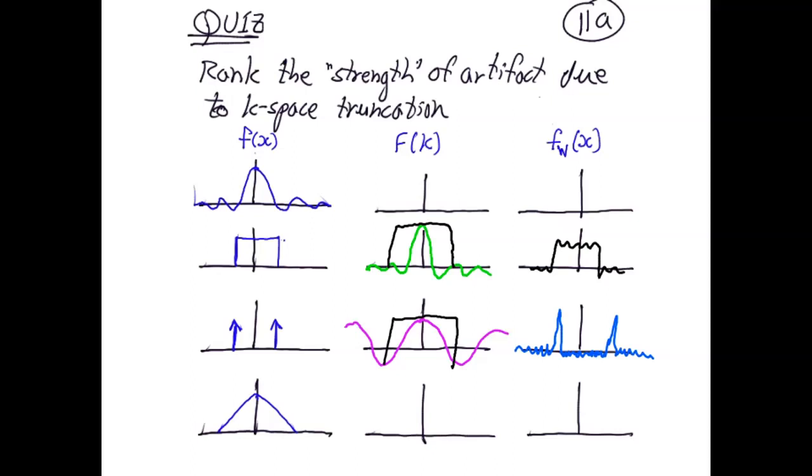So what is this? It's sinc squared. That's great. And what does it mean that it's squared? It means that the tail decays faster. If the tail decays faster, then the truncation artifact shouldn't be as strong, right? So it's still going to have some Gibbs ringing, but it's not going to be too bad. So number one artifact. 1, 2, 3, and 4.